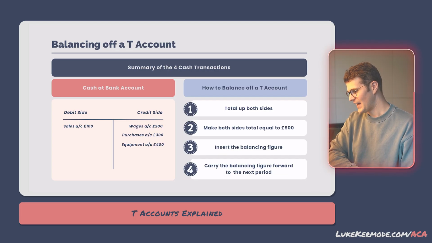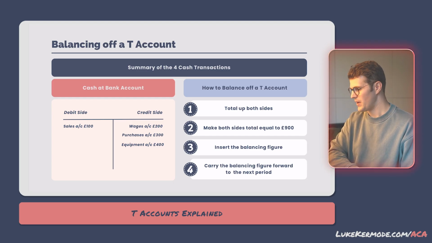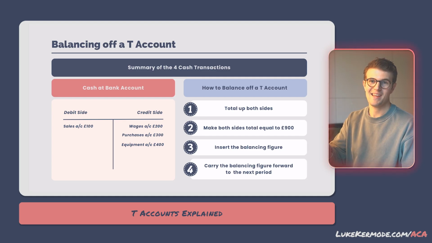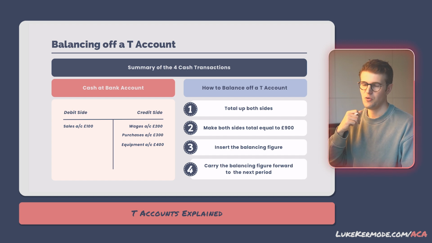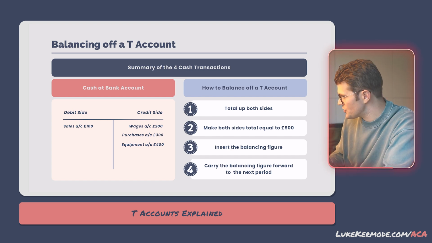Okay, let's finally look at how the cash at bank T account looks after all 4 transactions have taken place. So we have one debit entry of £100 for the cash sale, and we have 3 credit entries. So we have the £200 wage payment, the £300 payment which was made to the supplier, and the £400 payment that was made for the PPE.